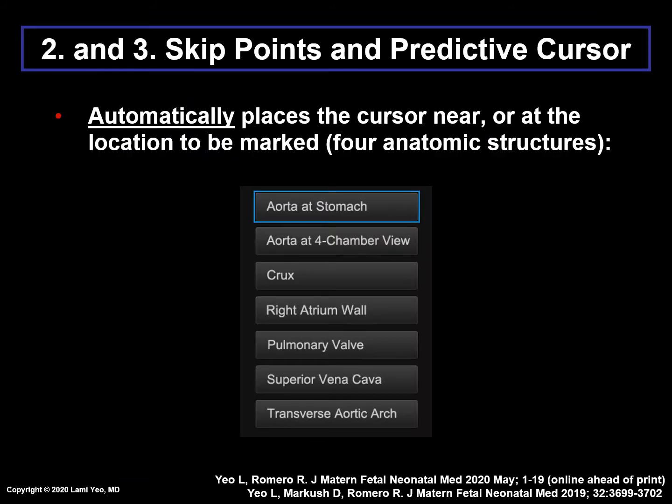Therefore, a new technological feature of FIND is to skip one or more points and rely on predictive or intelligent cursor placement by intelligent navigation technology rather than relying on the user's judgment of where to mark. FIND does not place the cursor anywhere on the screen. Instead, FIND simplifies the marking process by automatically placing the cursor near or at the location to be marked. Predictive cursor placement occurs for the last 4 anatomical structures to be marked: the right atrial wall, pulmonary valve, superior vena cava, and transverse aortic arch.